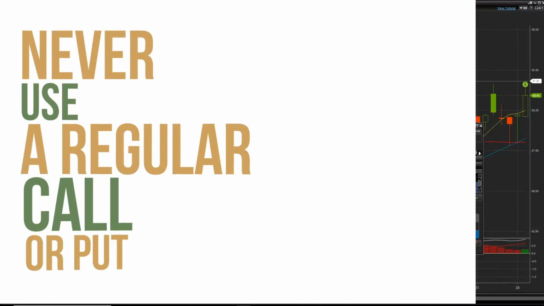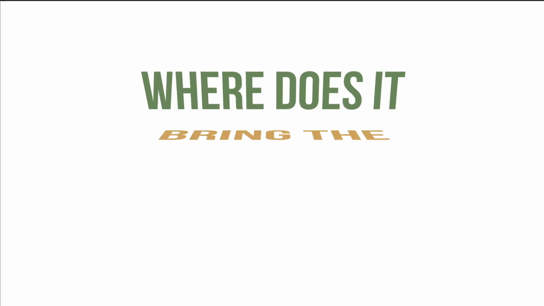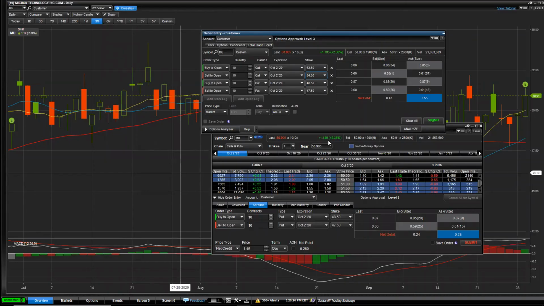Never just go in and buy a regular call or put. Utilize this strategy here to look and calculate, okay, what's the implied move? Where does that bring the stock up to or down to? And then calculate, is it better to go with a call or a put? Is it better to go with a call spread or a put spread? Or is it better to do one of our special iron condors if you're not sure which way the stock's going to move?